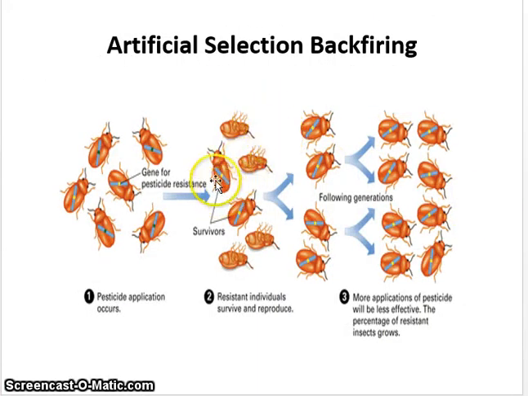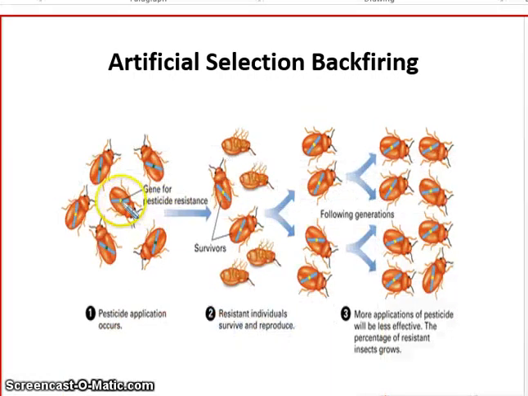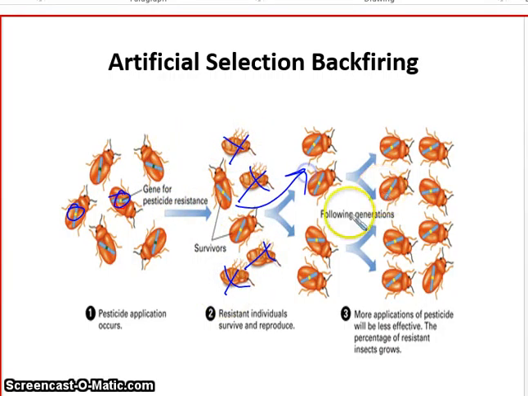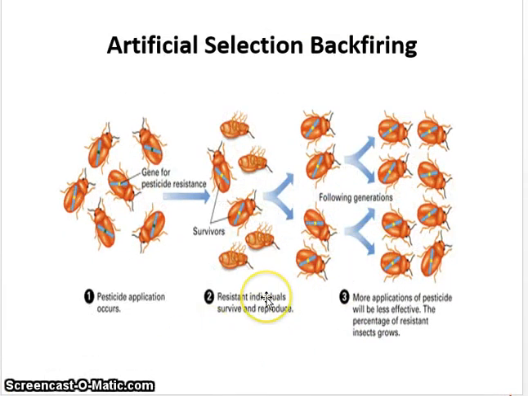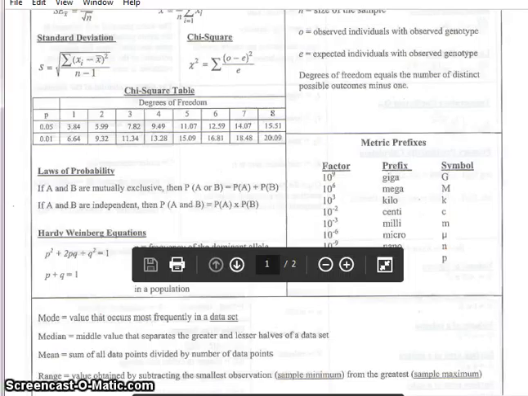This is one example of artificial selection backfiring. If I'm out to get rid of this beetle population, if you look closely, you'll see that 2 out of the 6 beetles have a gene that is resistant to the pesticide being applied. The other individuals are going to die, but these 2 individuals are going to pass on their genes so that the next generation is going to have more individuals with genes resistant to pesticides, something that's fairly common. All right, let's go ahead and look at the next question.